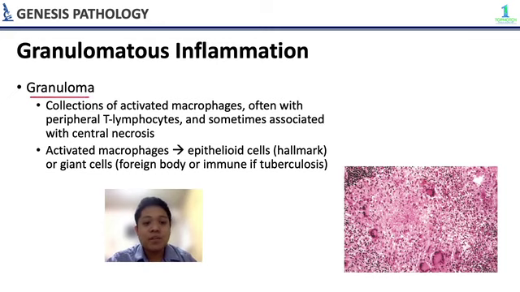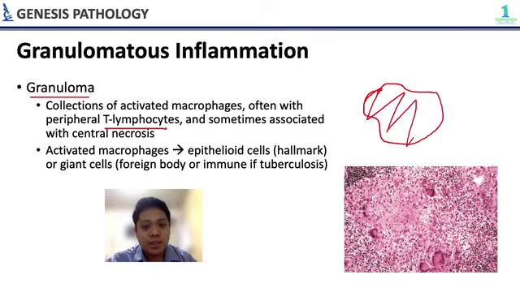Next, we have granulomatous inflammation, which is hallmarked by granuloma. So, it is a collection of activated macrophages, often with peripheral T lymphocytes, sometimes associated with central necrosis. Di ba? As we said earlier, parang yung caseous necrosis sa mga tubercles. Okay? So, yung activated macrophages, magiging epithelioid cells sila, which is the hallmark of granulomatous inflammation, or giant cells.